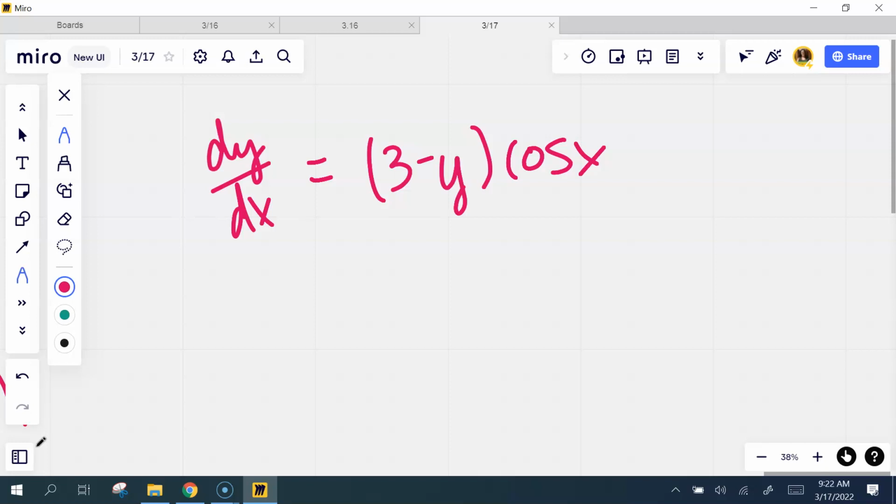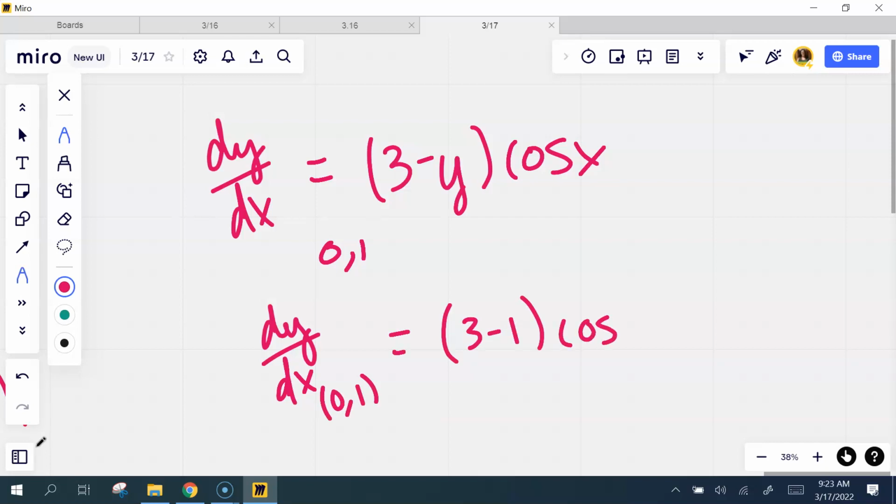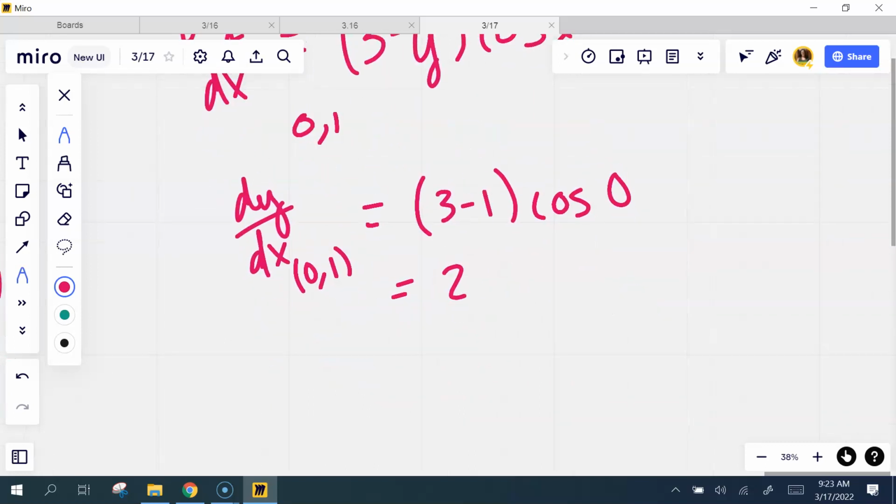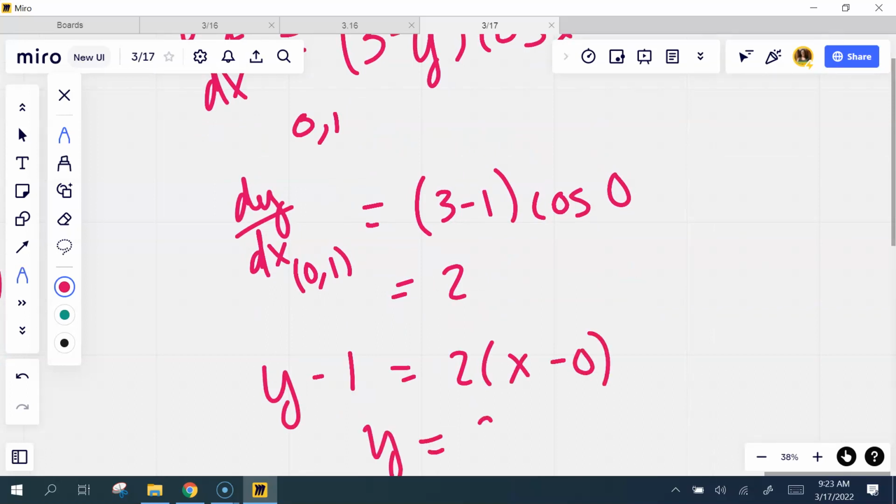So what I want to do is find the derivative at, what was the point they said? 0, 1. So the derivative at 0, 1 would be 3 minus 1 cosine 0, which is 2 times 1, which is 2. And now I've got the point, so y minus 1 equals slope times x minus 0, of course. So my equation would be 2x plus 1. I got it right. Okay.